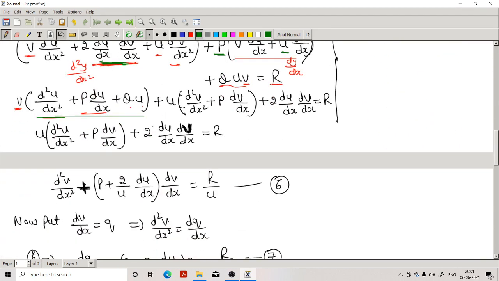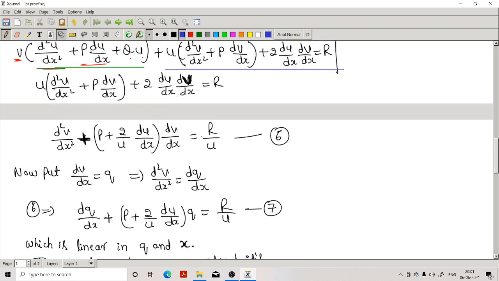You will get v into 0, which is nothing but 0. Therefore you will be left with this term. You will get u into d square v by dx square plus p into dv by dx plus 2 into du by dx into dv by dx is equal to r.